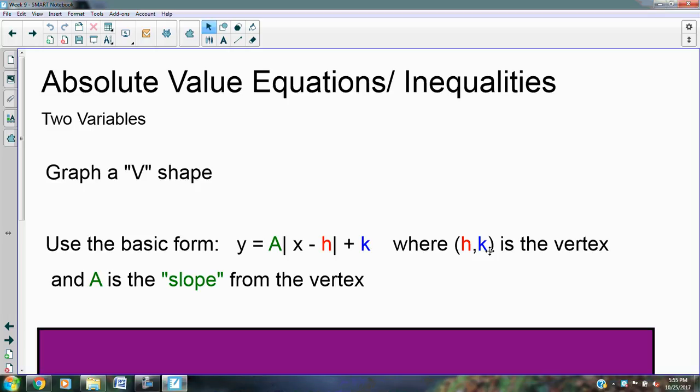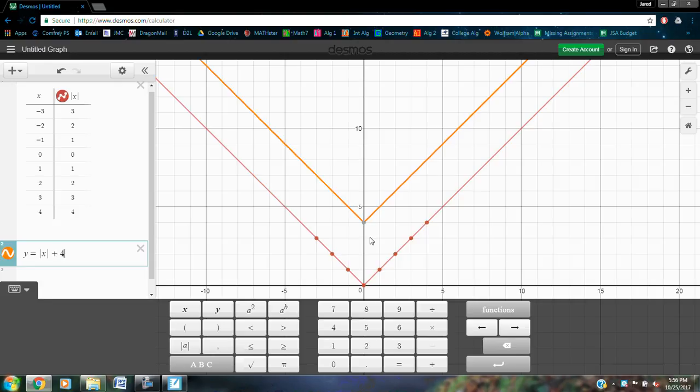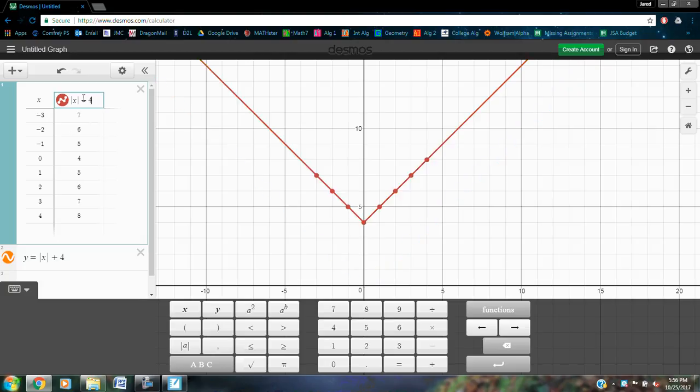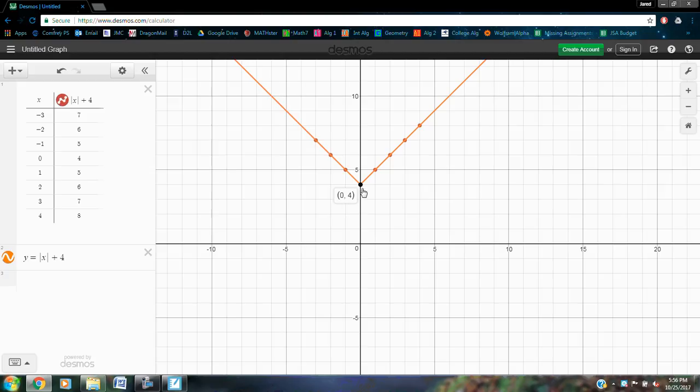Okay, the next part I want to look at is this plus k. This plus k is a vertical shift in your V shape. So if on the outside here I go plus 4, what has to happen to all of these things? Well, literally all they're doing is just adding 4. They're shifting upwards. Okay, notice what that does with our vertex.